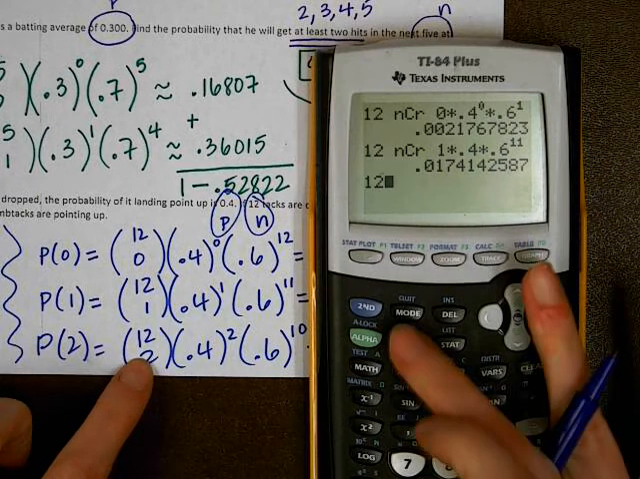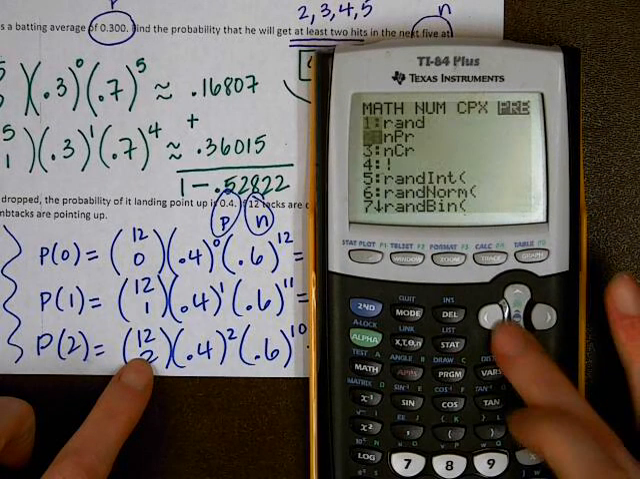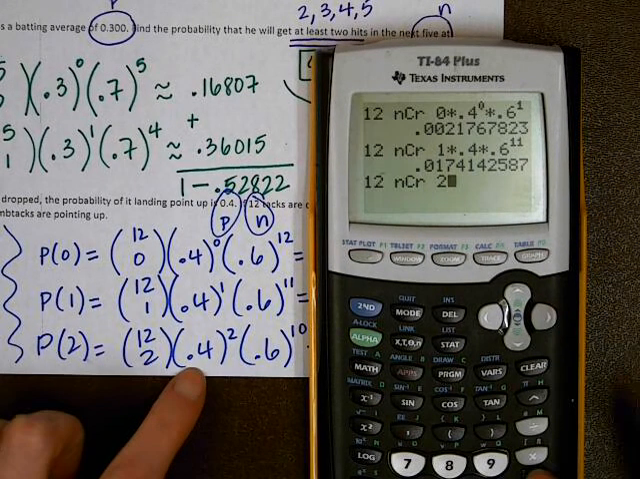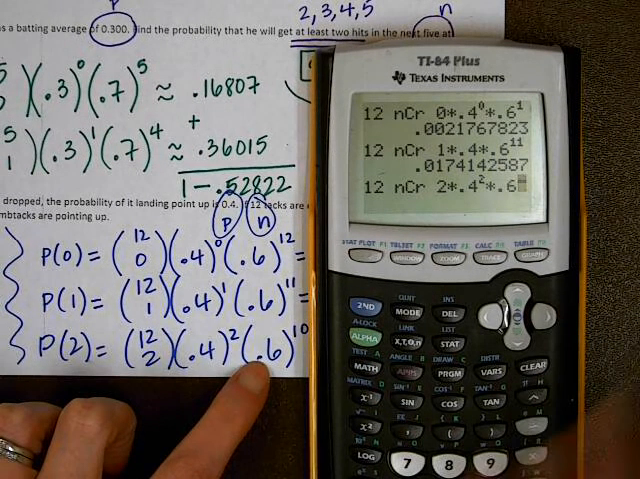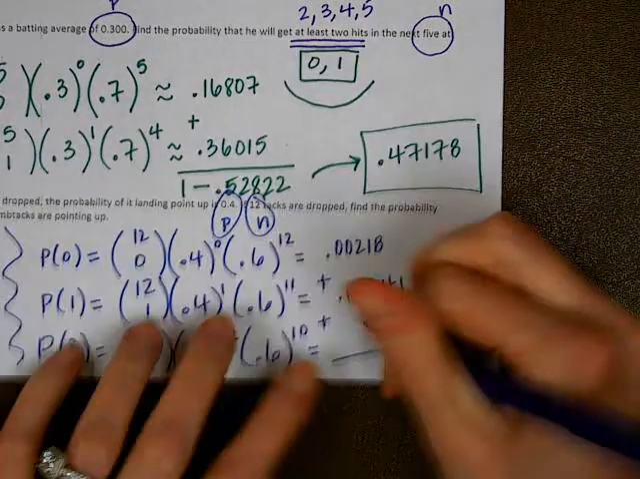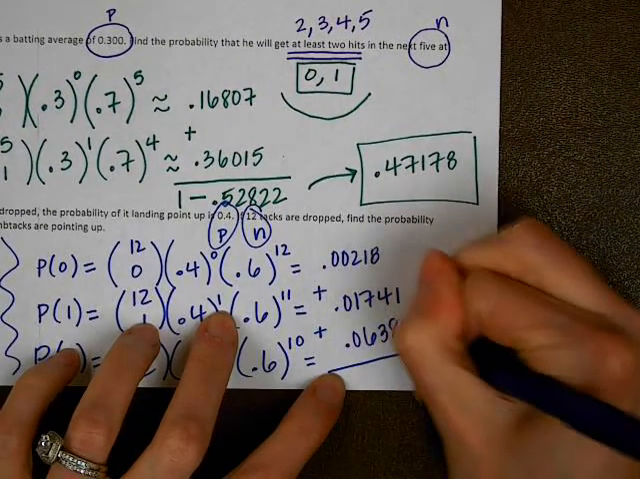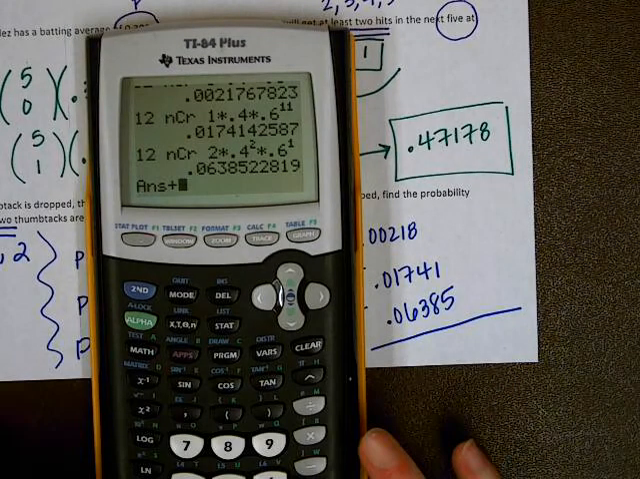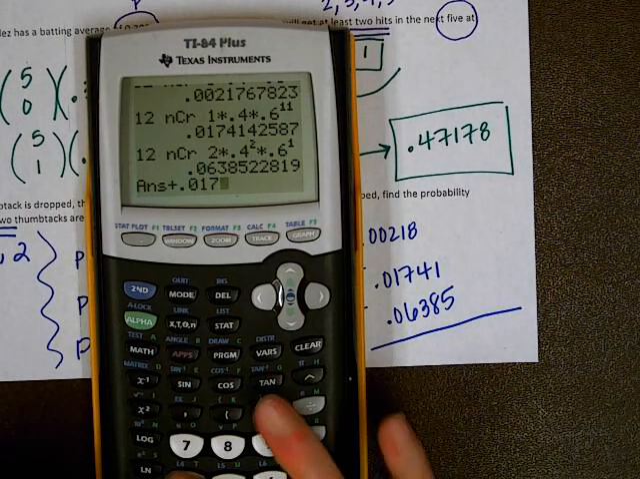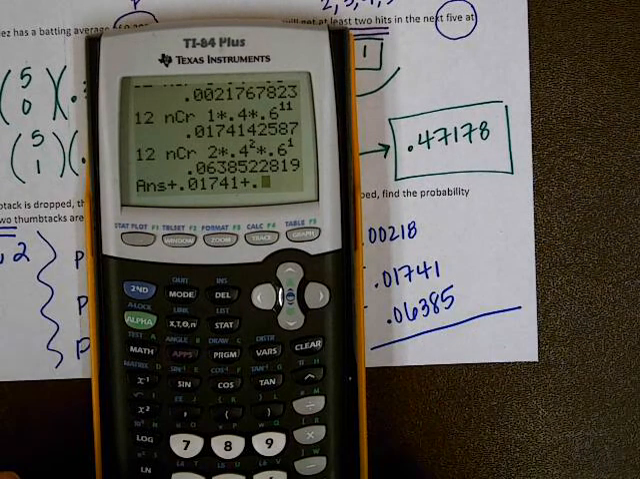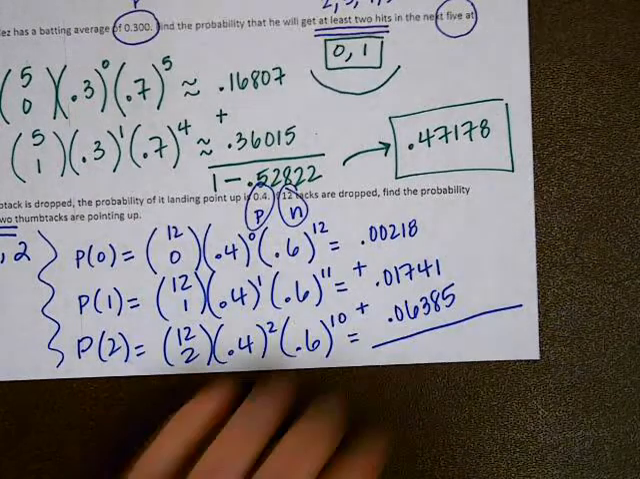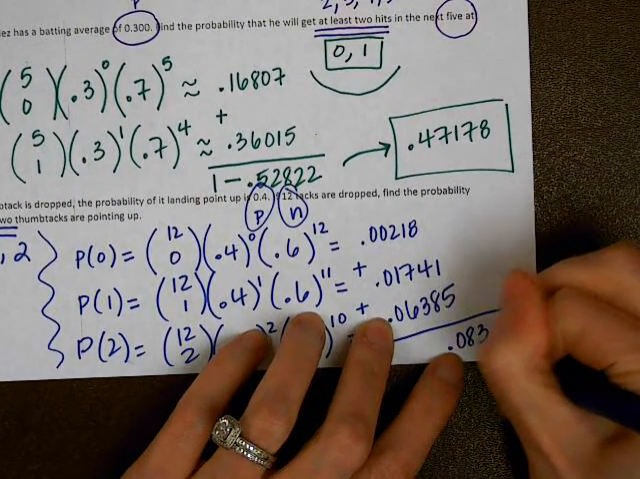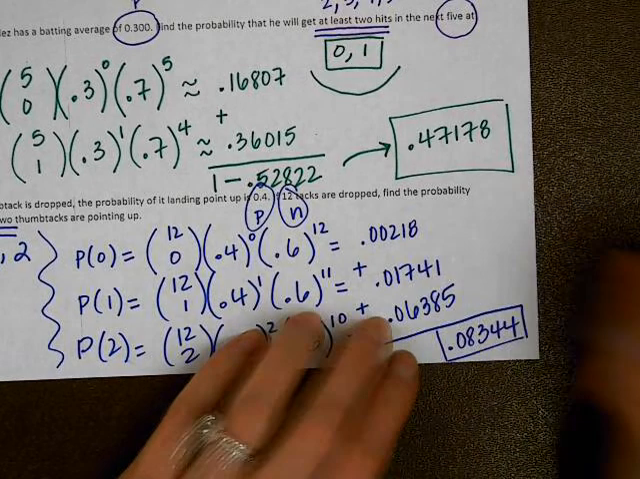And then 12 choose 2. This is the worst part, just typing it in. Times 0.4 squared times 0.6 to the 10. And that is 0.06385. All right, we'll add those up and we are done. So we're going to add this one and we're going to add this one. And I got 0.08344. That's the probability of getting at most 2 thumbtacks side up.